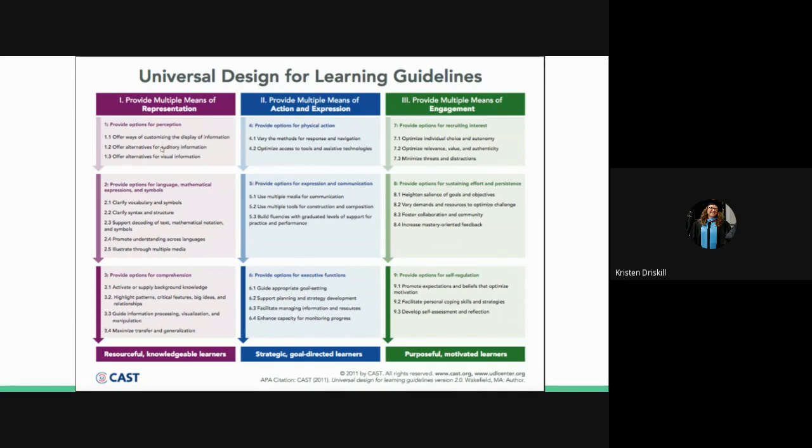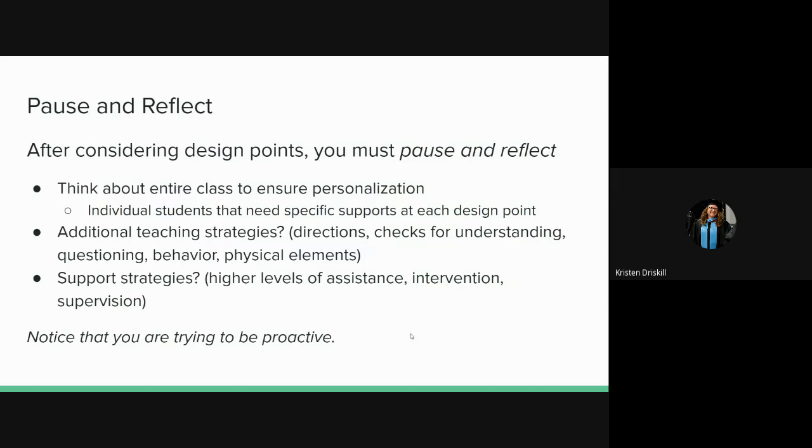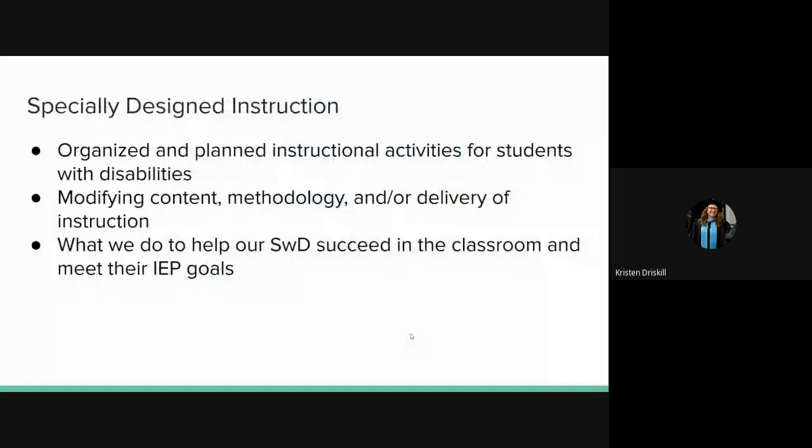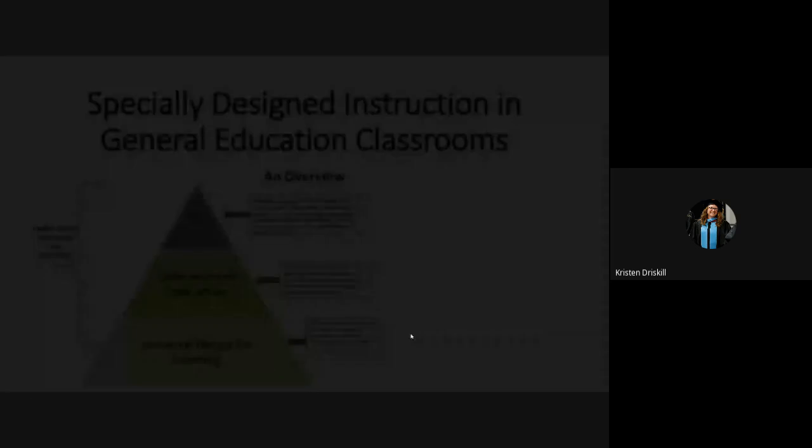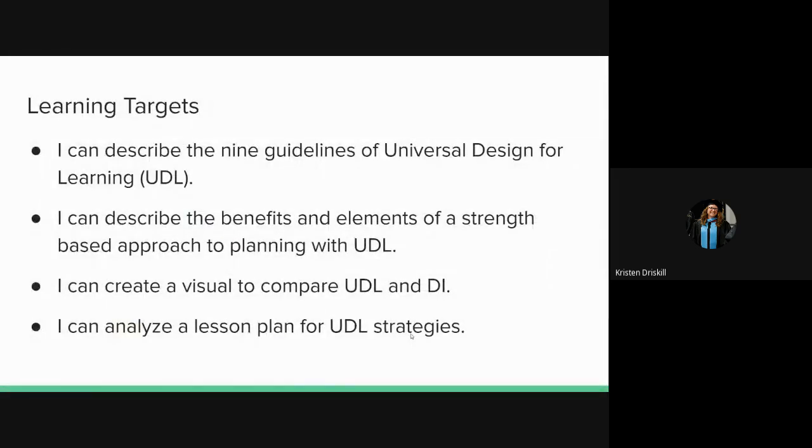But as you can see, each of these are chunked. So under representation, provide options for perception, provide options for language, mathematical expressions and symbols, and provide options for comprehension. When I say 9 guidelines, that's why it's 9. But we're thinking about those 3 big buckets of multiple means of representation, action and expression, and engagement. Hope that makes sense. So, like I said, I would definitely bookmark that graphic from CAST.org.